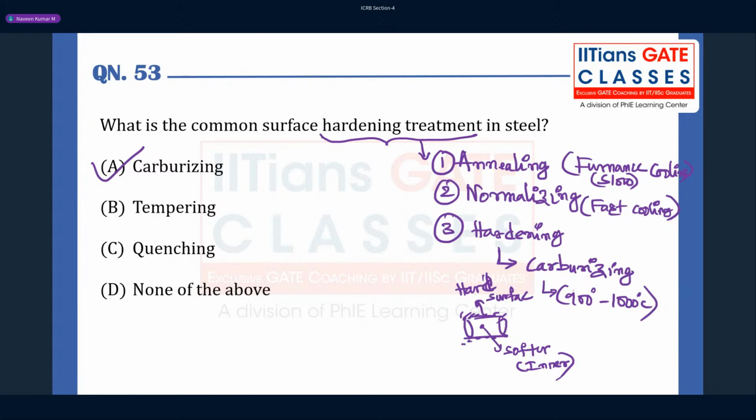And quenching is also not for surface hardening. It's only some rapid cooling with water and oil. Some rapid cooling is happening, because of that, the total material will become harder. Okay, so that's not our answer. Carburizing is the answer. Okay, good.